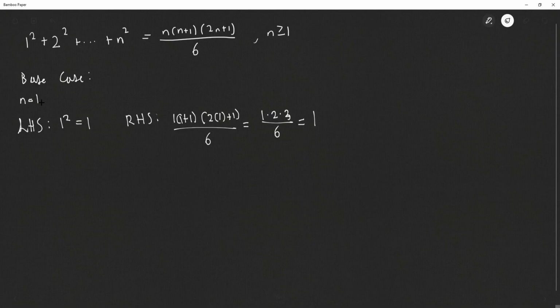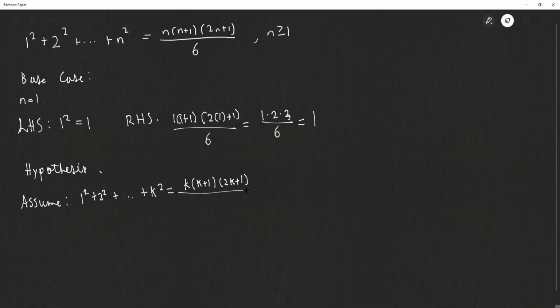So now what we need to do for mathematical induction is create our hypothesis. And we do this by assuming that the formula is true for k greater than or equal to 1. So this means that we're going to assume that 1 squared plus 2 squared plus all the way up to k squared is equal to k times k plus 1 times 2k plus 1 all divided by 6. And this will be our induction hypothesis.